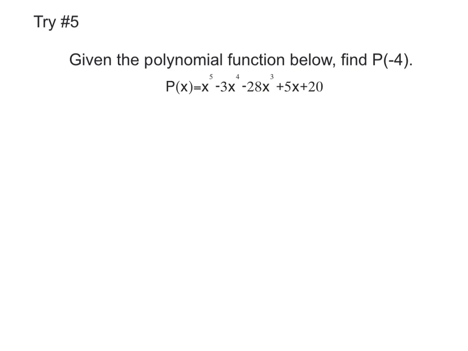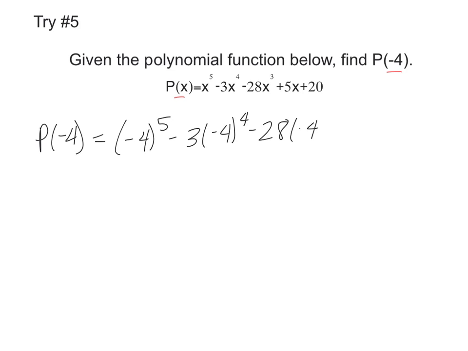This one now is P of negative 4. So remember, you're replacing x with negative 4. So that becomes P of negative 4. And you got to be careful with the integers. Be sure that you're always substituting using parentheses. That's negative 4 still. Plus 5 times negative 4 plus 20.